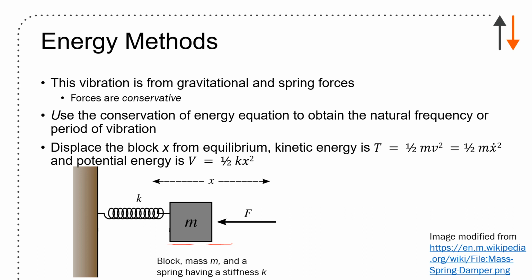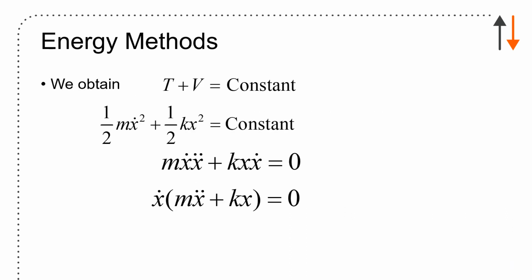So you displace the block x from equilibrium. Your kinetic energy is 1/2 m v squared, or writing it in the notation we're using here, 1/2 m x dot squared. You have potential energy, which is 1/2 k x squared, which you can just use directly, and you can start to add terms. So T plus V is equal to a constant, because you know that total energy is never going to change because it's conservative.